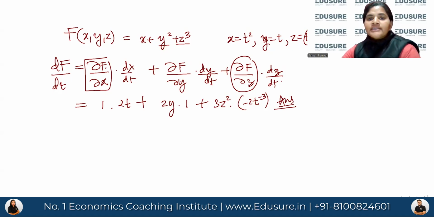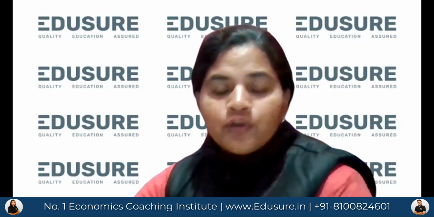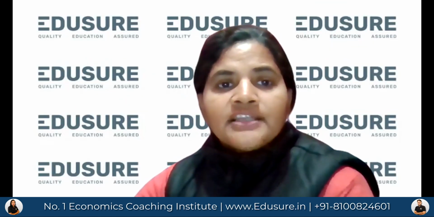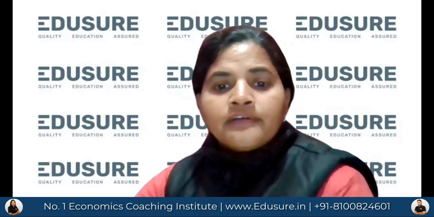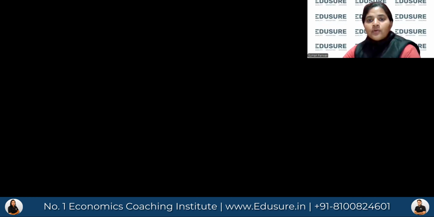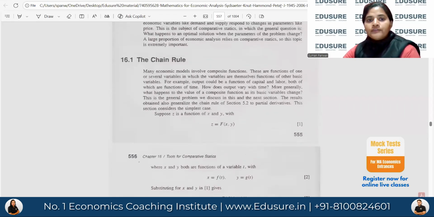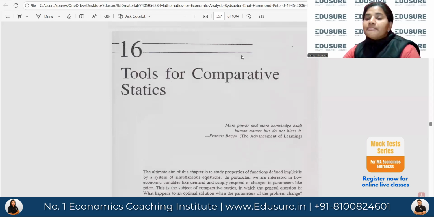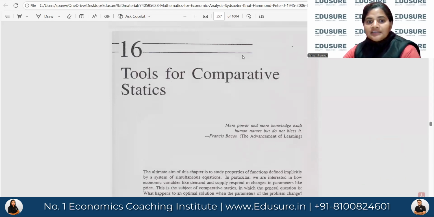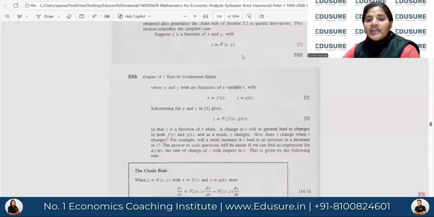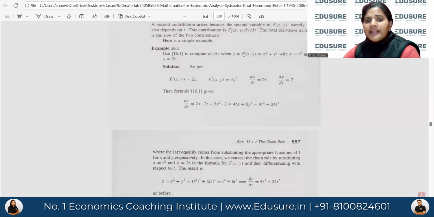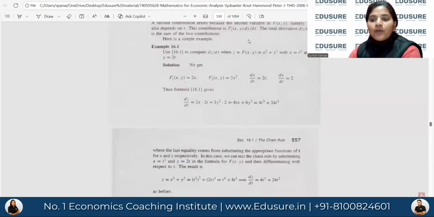Okay. So now let us try to do some questions from Sydsaeter and Hammond. That is the book used in Delhi University. These are the readings. So, section 16.1 of the chapter, Tools for Comparative Statics, study the chain rule of derivatives. So, I've explained to you the chain rule of derivatives. So, let us try to do example number 16.1. Compute dz by dt when z is a function of x, y.